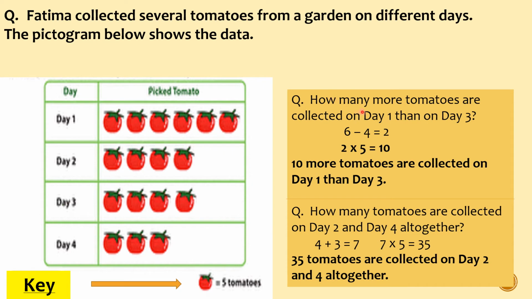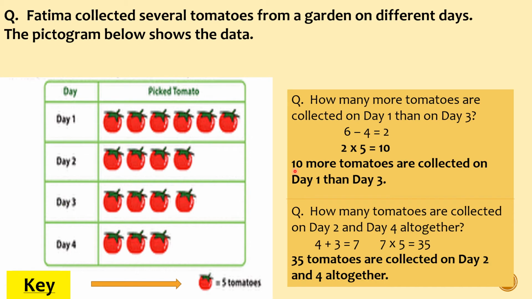The question is something like this: how many more tomatoes are collected on day 1 than on day 3? As I told you before, how many more means you need to subtract. So I will subtract the number of tomatoes on day 3 from day 1. How many are there on day 1? 1, 2, 3, 4, 5, 6. And how many on day 3? 1, 2, 3, 4. Obviously I can't say it like this. I would say 5, 10, 15, 20, 25 and 30 tomatoes on day 1 and 20 tomatoes on day 3. So 30 minus 20 is 10.